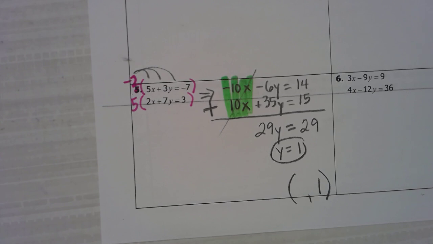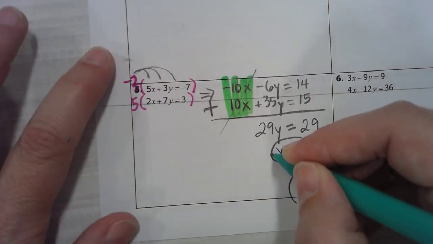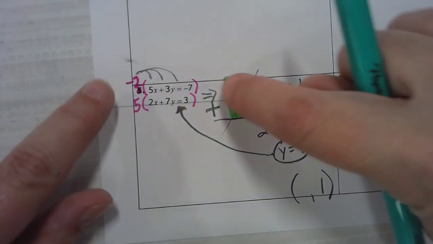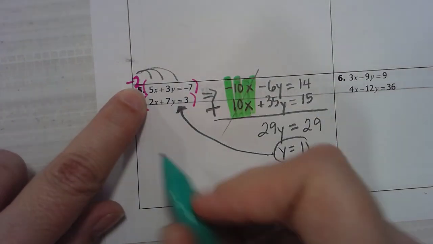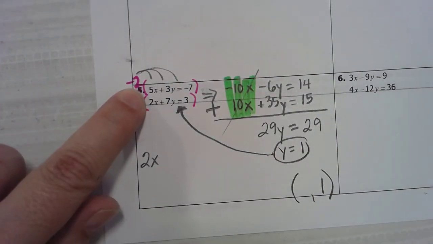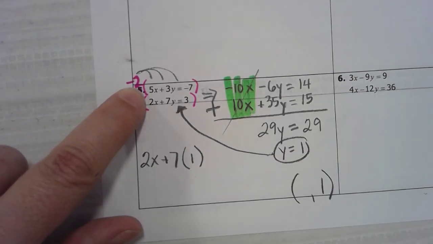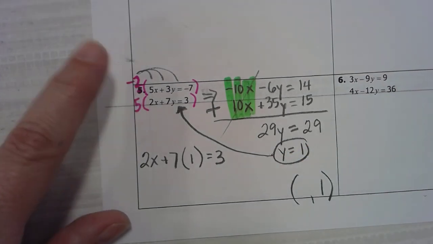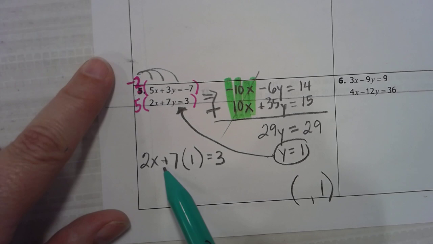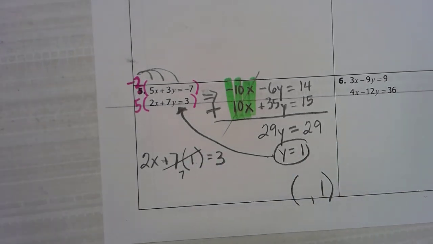Y is 1. So now we're going to go back to either one of our original equations. Let's pick the bottom one this time. We haven't done the bottom one yet. So we're going to go back to this one right here without the parentheses. Starting with the 2x, I don't know what x is, so I'm going to leave that there. Plus 7. We know that y is now 1, or we think it's 1. Hopefully we did it right. And that equals 3. So 1 times 7 is 7. Take that away to the other side.